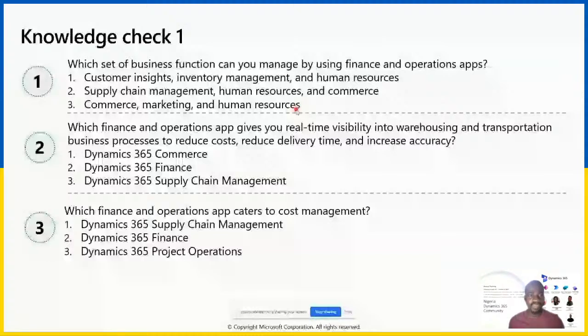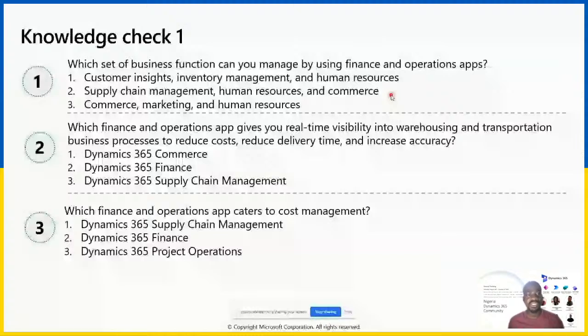So the answer is actually supply chain management, human resources, and commerce. These three can be managed with finance and operation app. We can also manage our financial actions. We can also manage our product operations using the FinOps application.